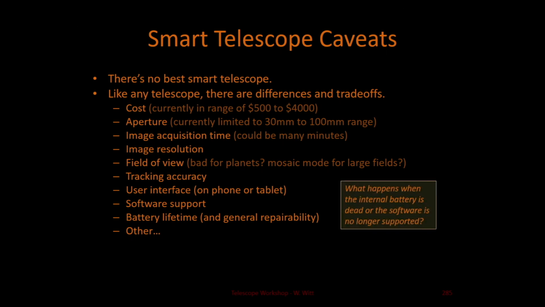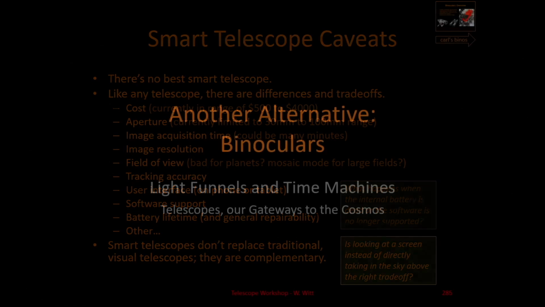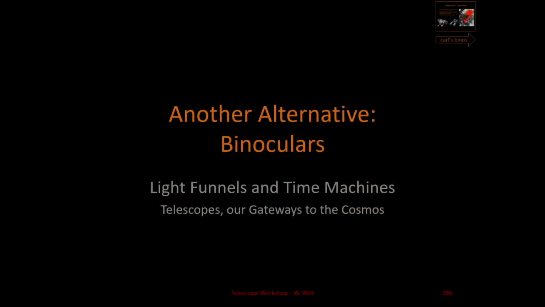Also, you're reliant on sometimes a built-in battery. Sometimes you can have an external power source. But if that built-in battery fails, then it's kind of a closed system. Maybe you can't replace it as easily. And if the software doesn't get supported well, then nothing works. And they don't replace visual telescopes. They're typically complementary. And you can't upgrade those lenses or anything.